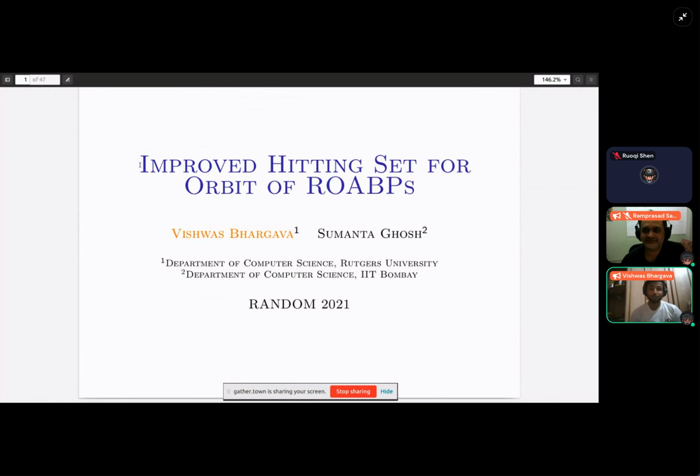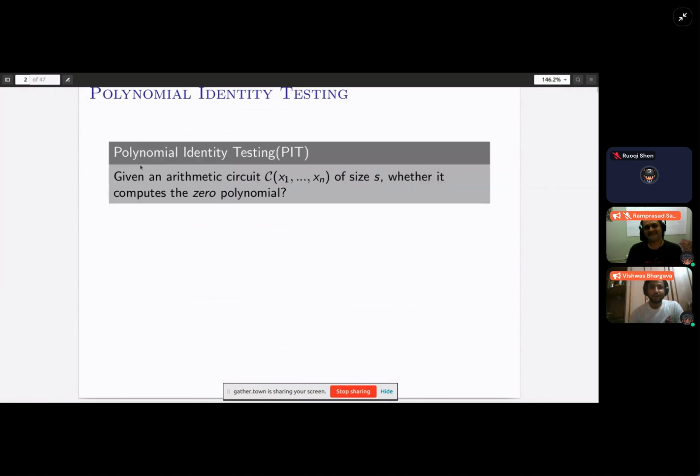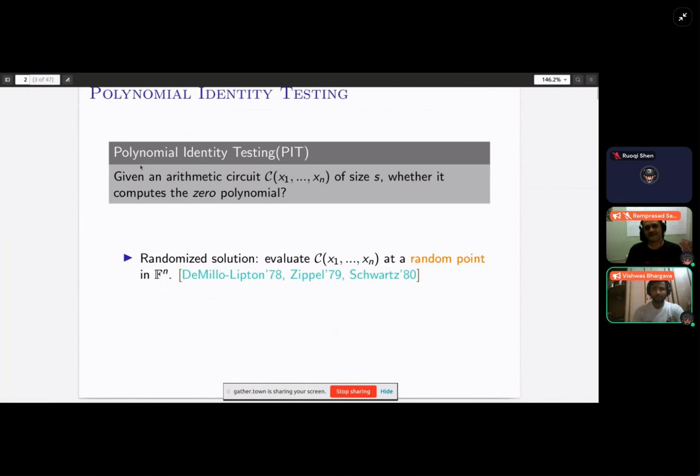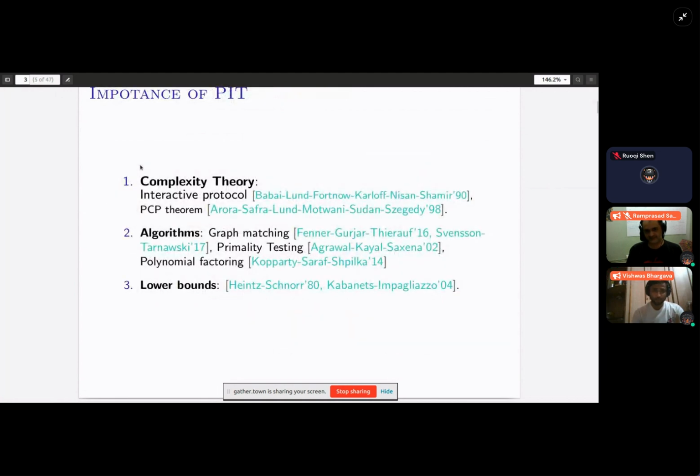So I'll also be talking about hitting sets for orbits of circuit classes, in particular ROABP. A lot of my talk would be overlapping with Bhargav's talk, so I'm sorry for that. I'll also be talking about PIT problems. In PIT, you are given an arithmetic circuit of some size, and you want to check if it computes an identically zero polynomial. There are randomized solutions for this by just evaluating it at random points. But we want to look at the derandomization of this problem, which is one of the most important derandomization problems out there and has lots of applications in various fields.